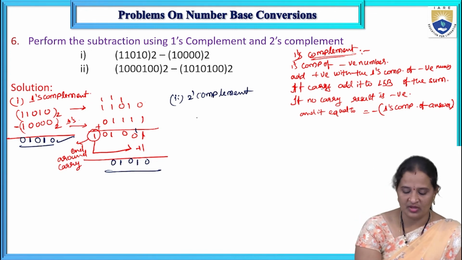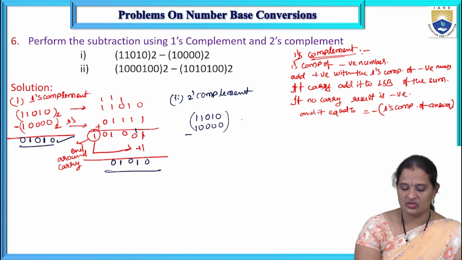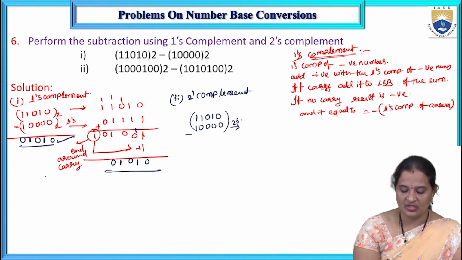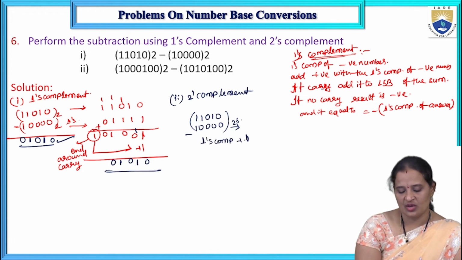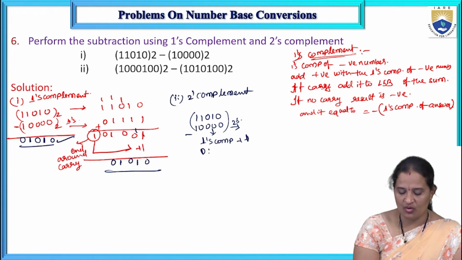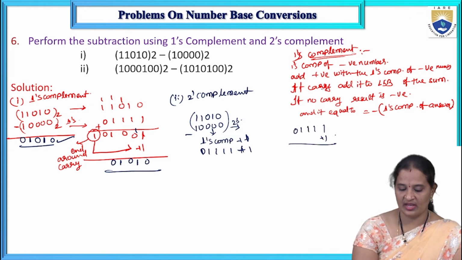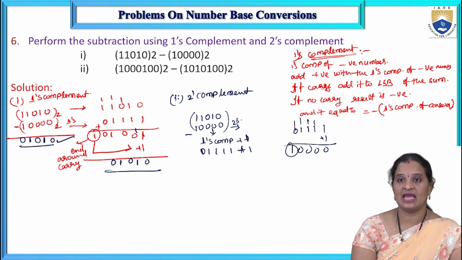Now I am taking the problem here, 11010 and 10000. This is a negative number. So now I am taking the 2's complement. The 2's complement is the 1's complement plus 1. So what is the 1's complement? 01111 plus 1. If I add 01111 plus 1, what will I get? 1 plus 1, 0 with a carry 1, 0 with a carry 1, 0 with a carry 1, 0 with a carry 1. So this is the answer.